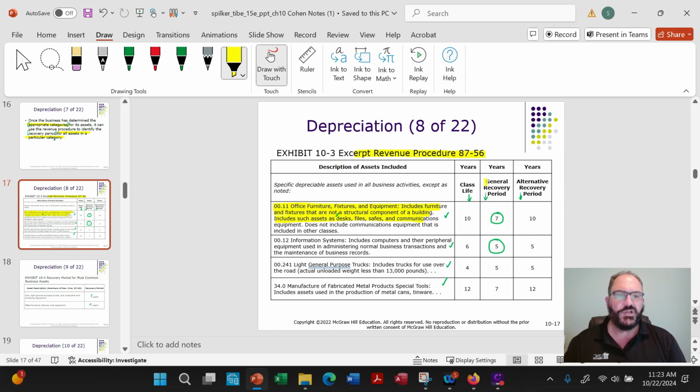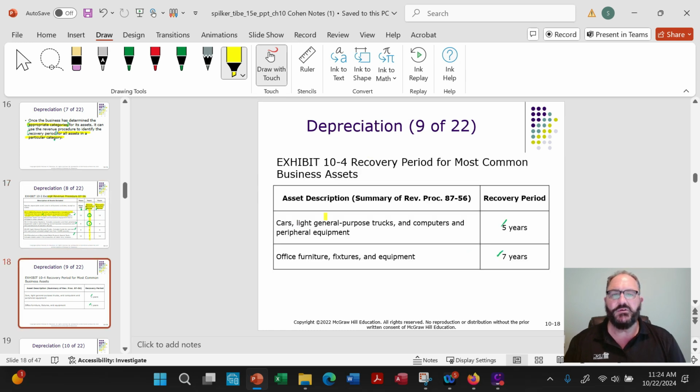And then here's the general recovery period. So this is what normally is used. Okay. Now you also have what's called ADS, the alternative recovery period. This is for a company that wants to extend the life and take less depreciation. Basically, it's because they think it matches better. But typically, this is the column used right here. Okay? So if you're wondering in the problems, generally this is the column they're looking for you to take right here.